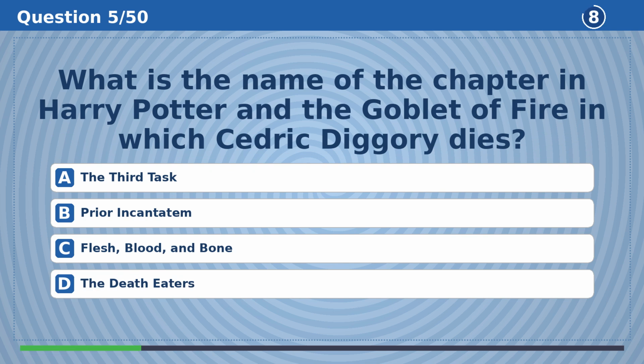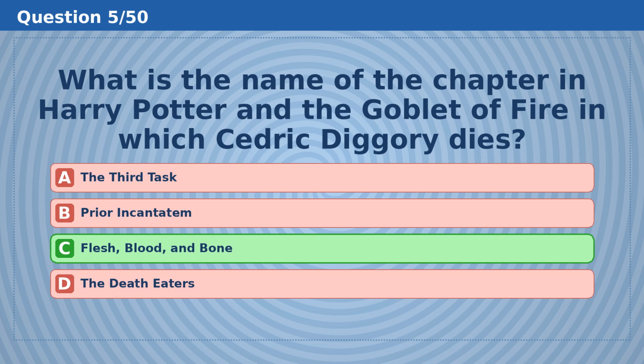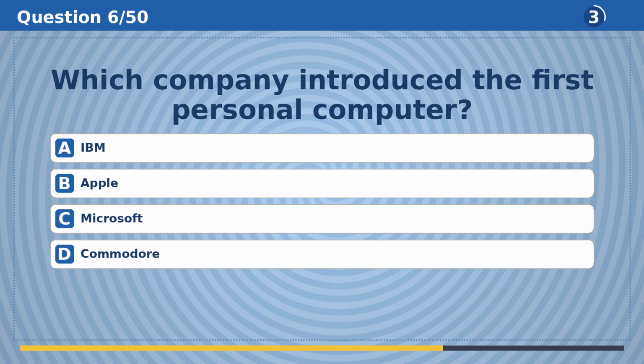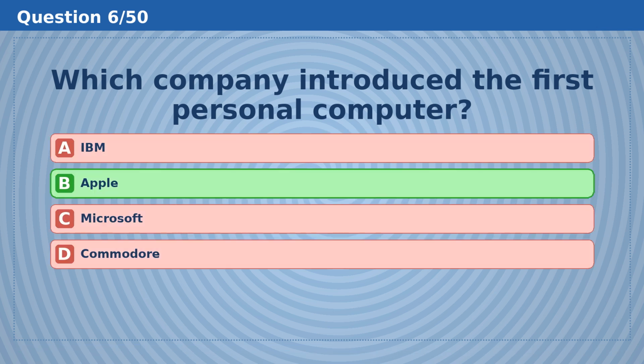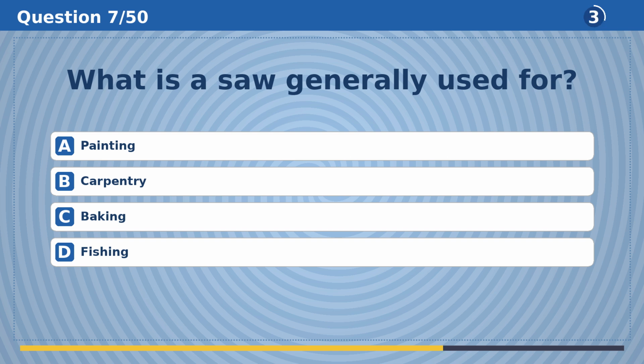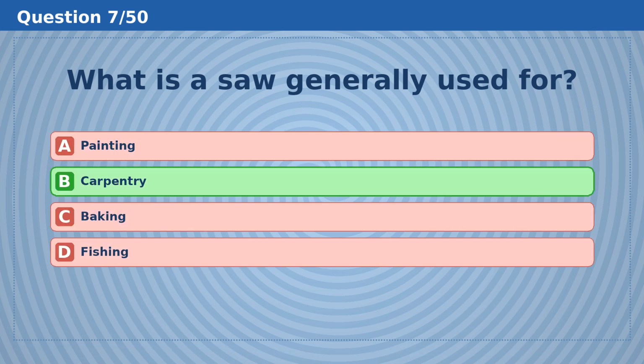What is the name of the chapter in Harry Potter and the Goblet of Fire in which Cedric Diggory dies? The answer is C. Flesh, Blood, and Bone. Which company introduced the first personal computer? The answer is B. Apple. What is a saw generally used for? The answer is B. Carpentry.